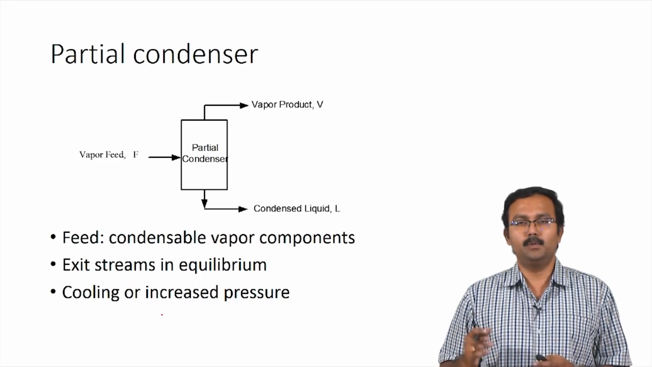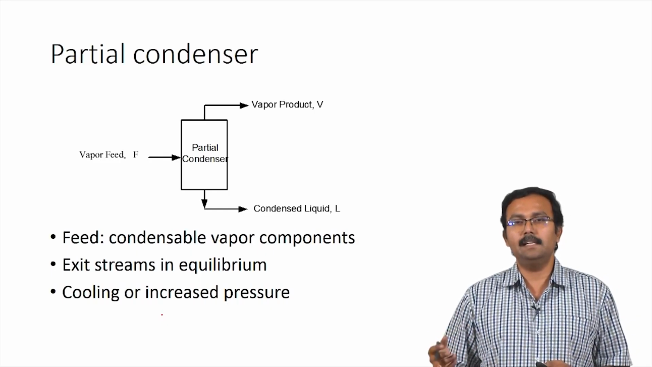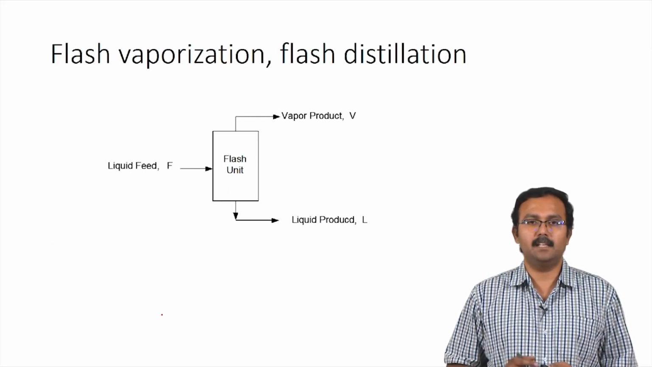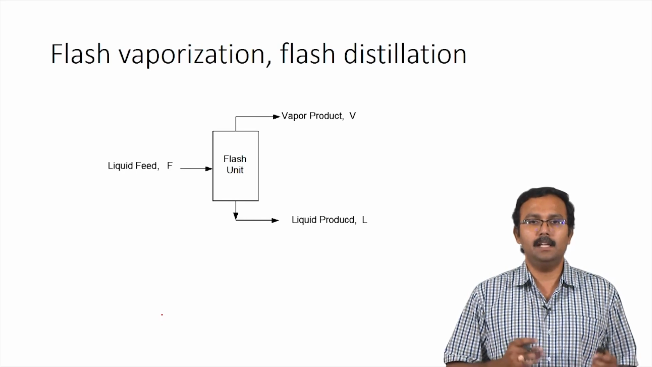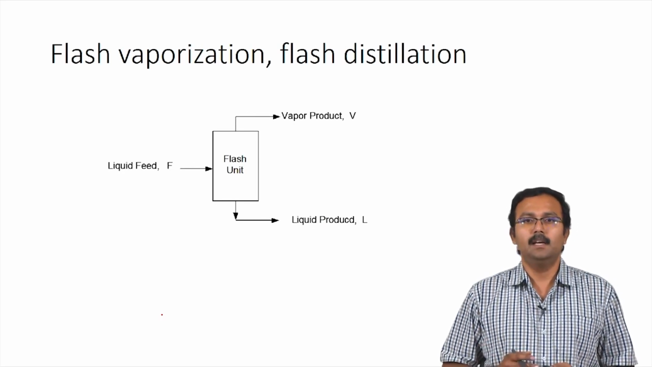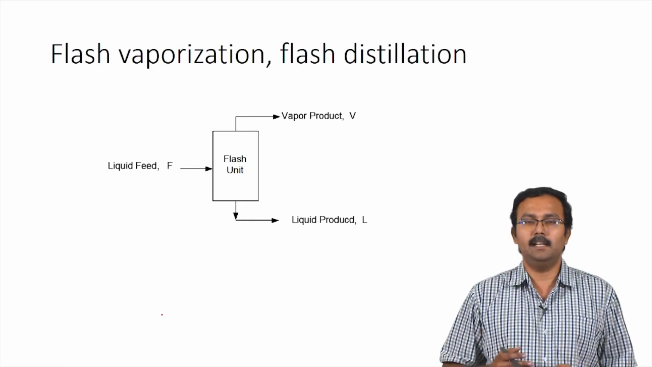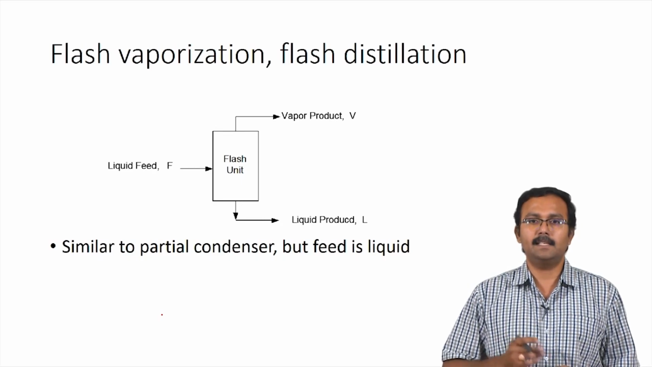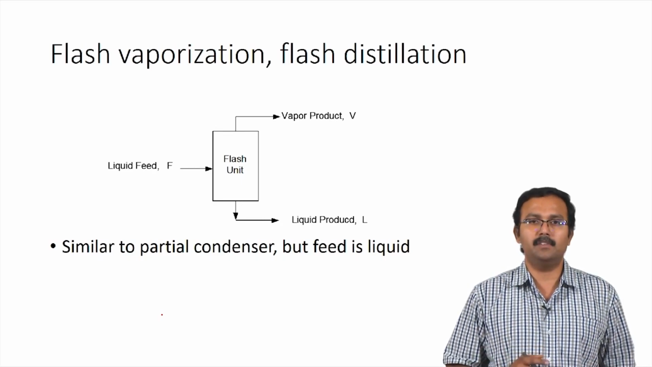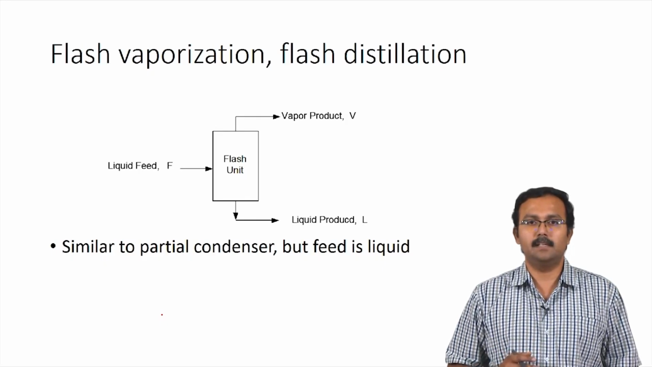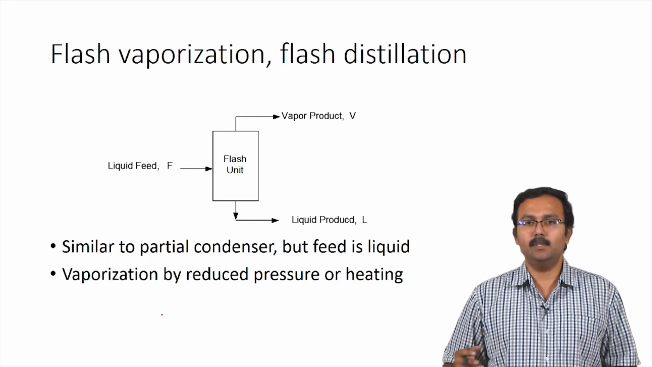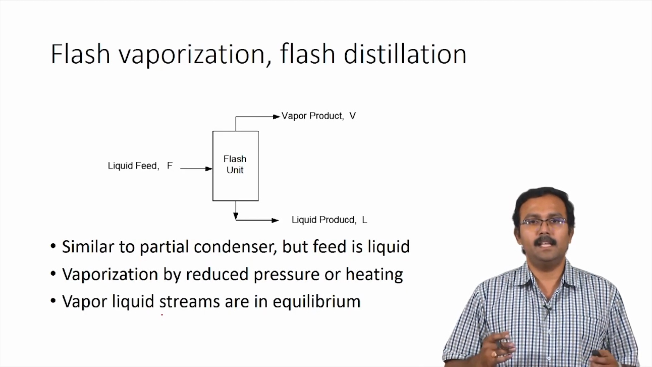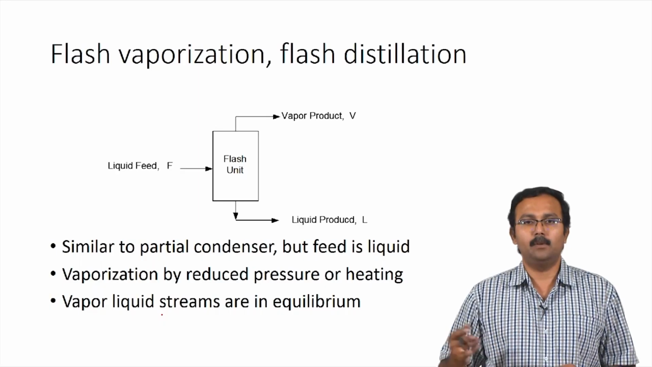So, that is why you have a vapor product and the condensed liquid leaving from the system. This process is usually done through cooling or by increasing the pressure. You also have a process called flash vaporization or flash distillation. Here, a liquid feed is fed to the flash unit and you have a vapor product and a liquid product leaving the system. This is similar to the partial condenser, except that the feed here is a liquid instead of the vapor, which would be the case in a partial condenser. Vaporization here is done by reducing the pressure or by heating. The vapor and liquid streams are in equilibrium and they exit the system at equilibrium conditions.